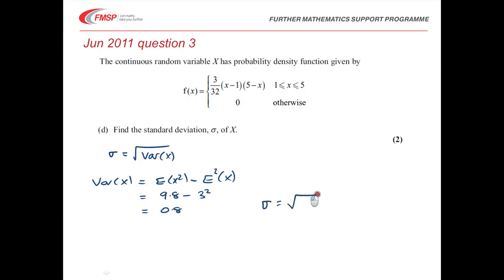So sigma will equal the square root of 0.8, which is going to give me 0.894. Again, 3 significant figures. So 2 marks, one for recognising it's the square root of variance and doing the calculation, and then your accuracy mark for getting 0.894.